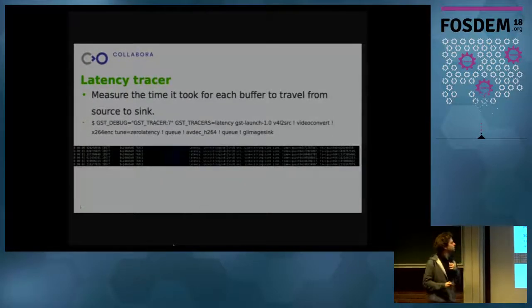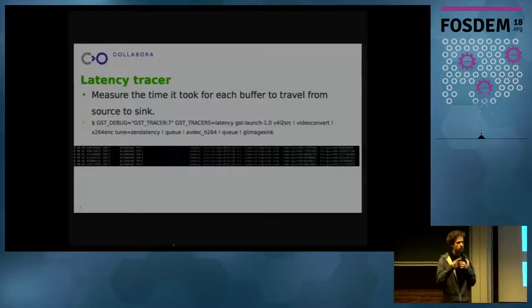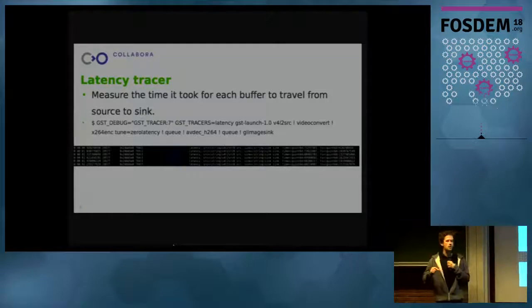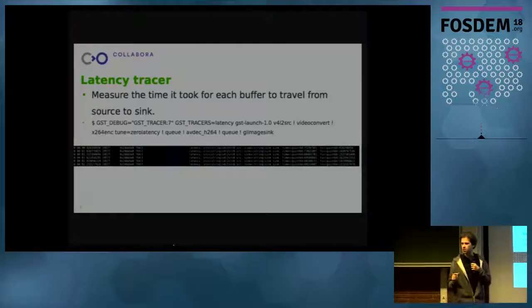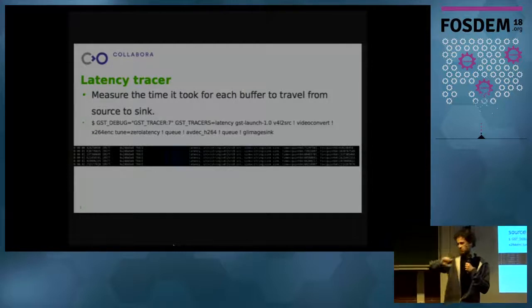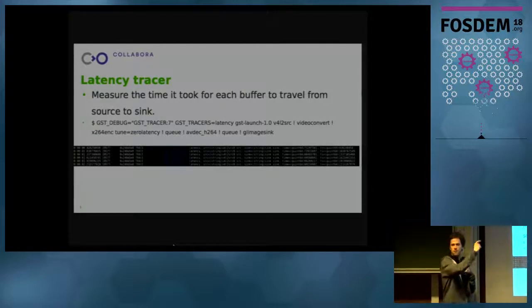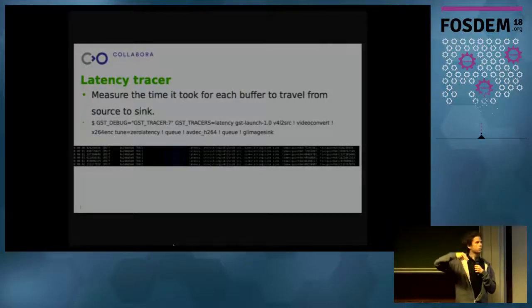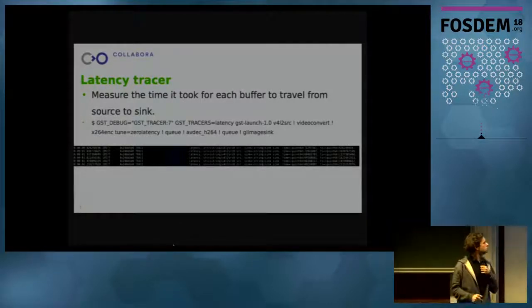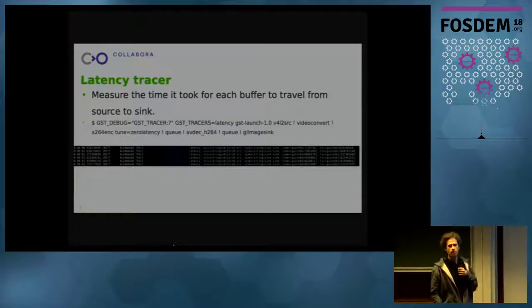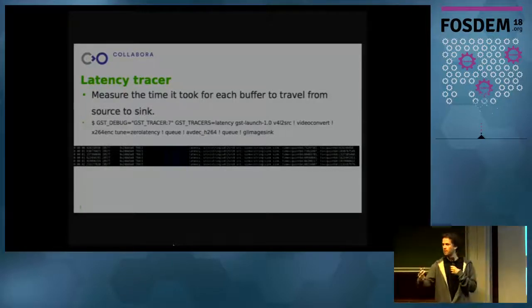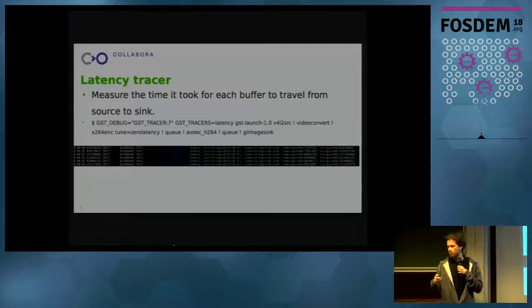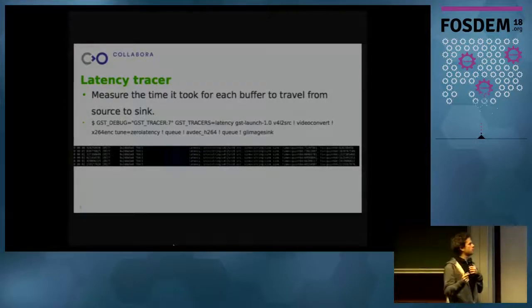Another one which I found very useful, that Olivier mentioned in his talk, is the latency tracer. The idea is, each time a buffer is generated at the source, it will travel to the sink, and this tracer will try to measure how long it took to go from the source to the sink. So this is used in live pipelines, like typically when you are capturing from a webcam and you are streaming to the internet, or you are displaying on the screen, and you want the latency to be as low as possible.